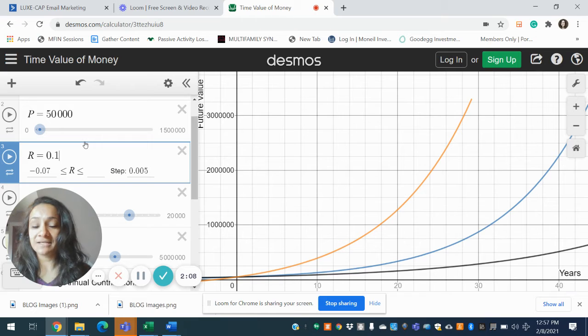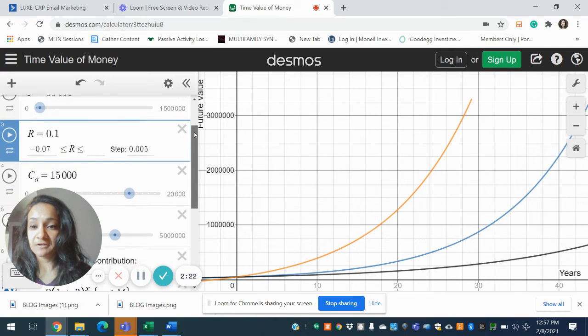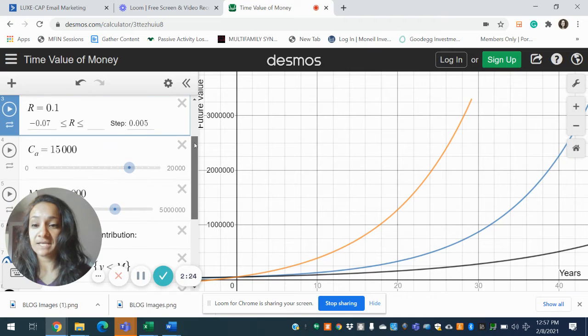So I think 10% is a relatively conservative rate of return because typically we're going for 12, 13, 14, 15 internal rate of return or IRR. And so that's what I'm going to put in there is 0.1 for 10%.